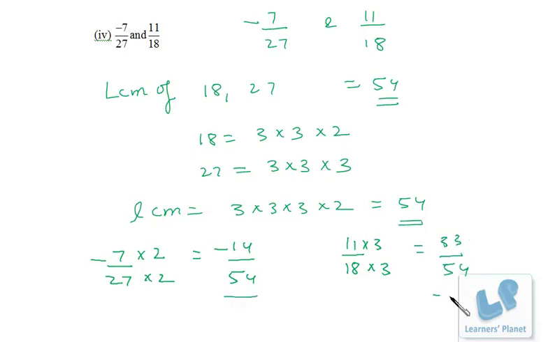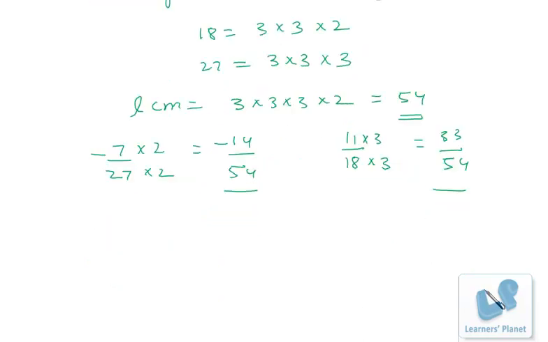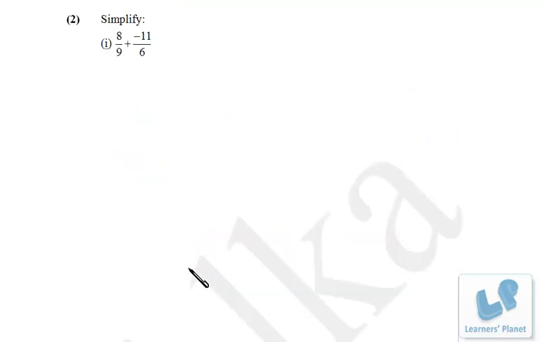Now the denominator is same. We can add them as it is. So it's 54. So it's minus 14 plus 33. Okay. So it is 19 by 54. Okay. Now let's do this problem. We have to simplify this expression. Now first of all, we have to find out the LCM of 9 and 6.